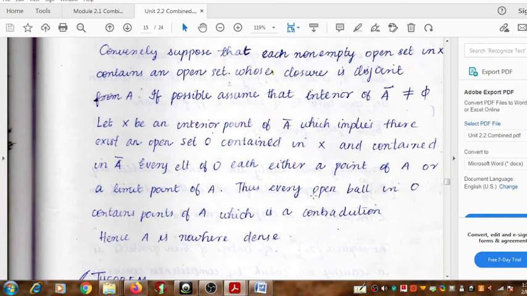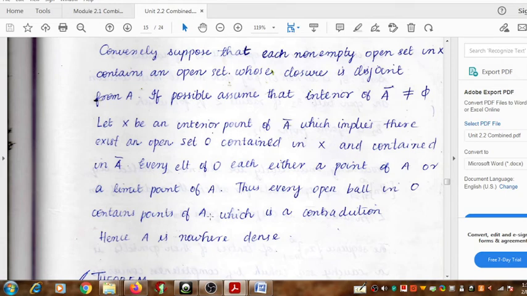You have to consider both situations, and thus every open ball in O contains a point of A. In both cases, whatever the situation, it's either a point of A or a limit point of A. What does it mean? It means that every open ball in the open set O contains a point of A.